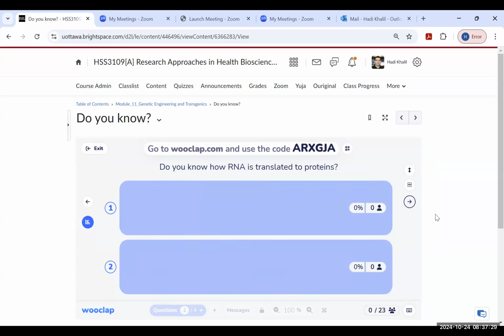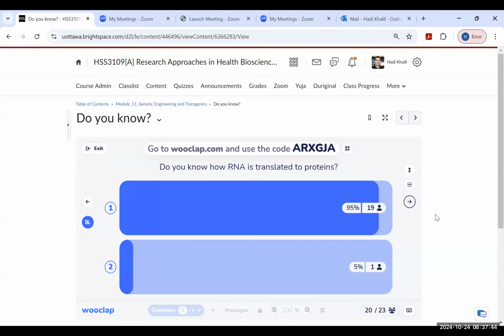Again, do you know how RNA is translated to protein? 1 is yes, 2 is no. Yes, yes, yes, yes. Too many people know how it's translated. So this means I can examine you on this without really explaining this to you. So the majority of you know how RNA is translated into a protein, which is great.